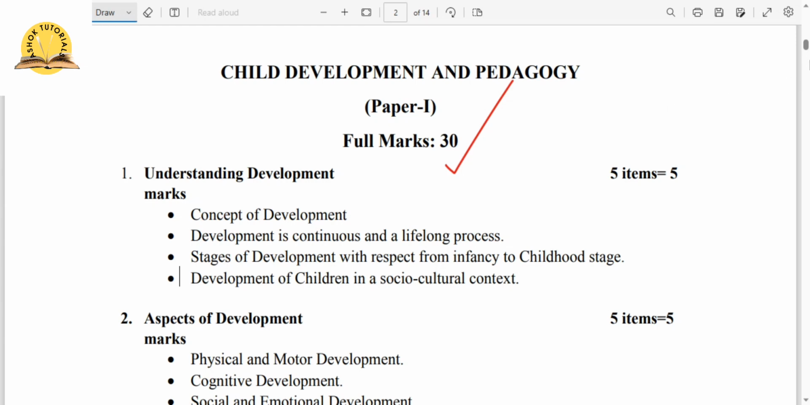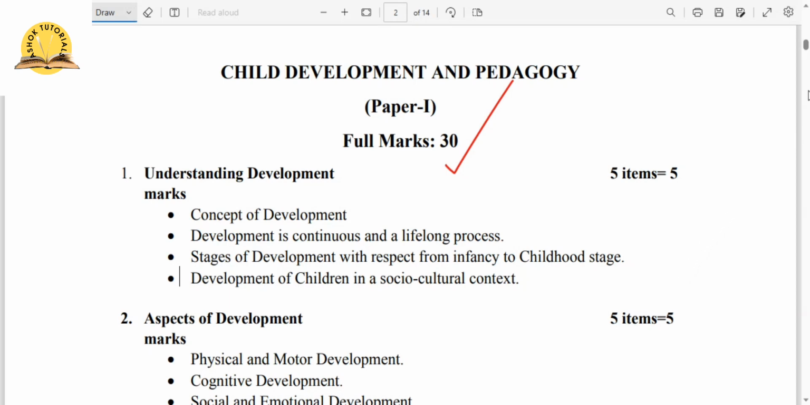This is very scoring, because you know why this is scoring? Because CDP is given in all the subjects. In mathematics also there is CDP, in science also there is CDP, in social science also there is CDP. And in English also, languages, Garo also. So CDP is there in all the subjects.